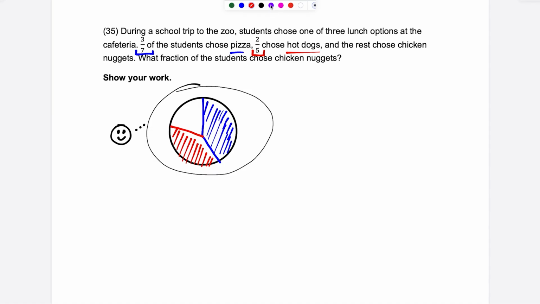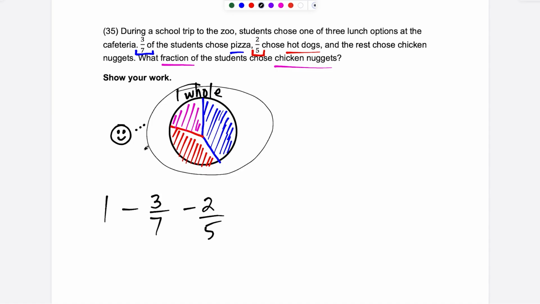So the $1 million question here, though, is what fraction of the students chose chicken nuggets? Okay, so we're looking for the remaining fraction. But one thing to be mindful of is that this entire thing here makes up one whole. So what we're going to do is take 1 and subtract 3/7, and then subtract 2/5.